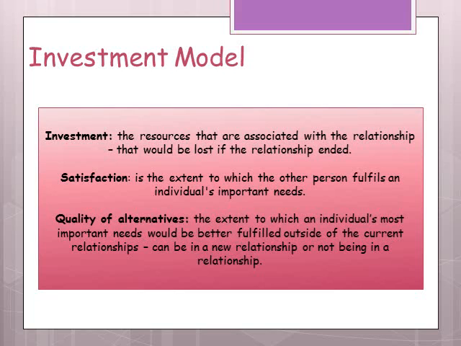Satisfaction is the extent to which your partner fills the individual's needs. And quality of alternatives is the extent to which the individual's needs would be better fulfilled outside of the current relationship. So that could be in a new relationship with a new partner, or it could be not being in a relationship at all.